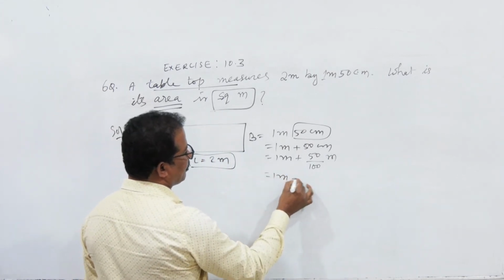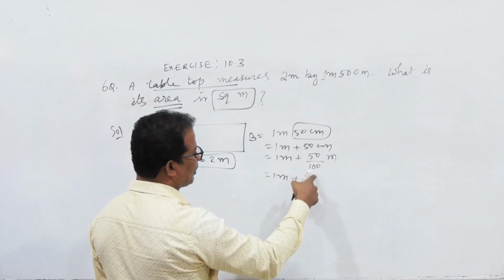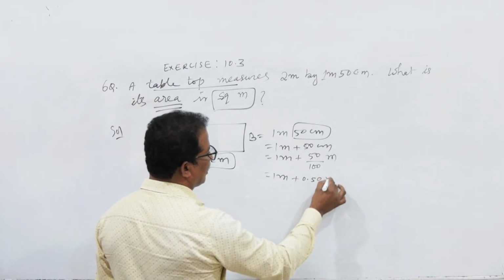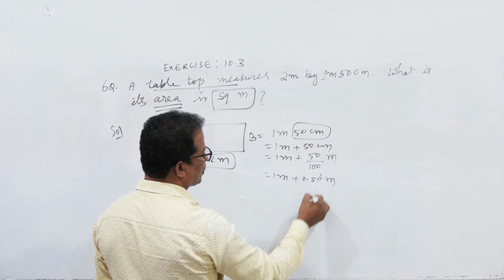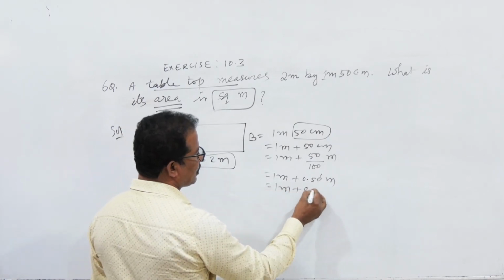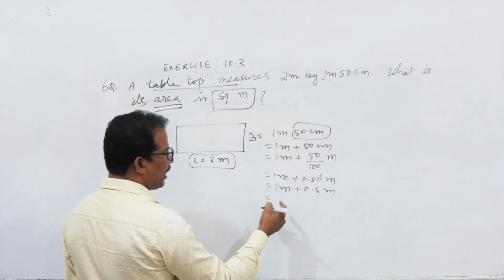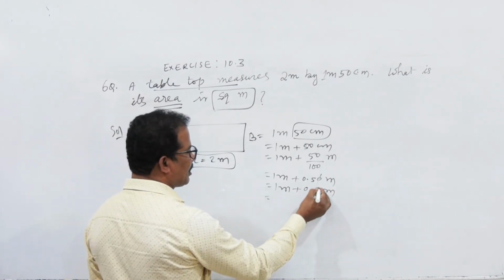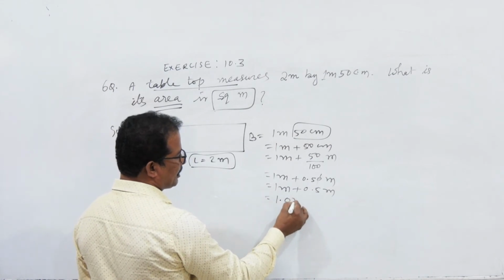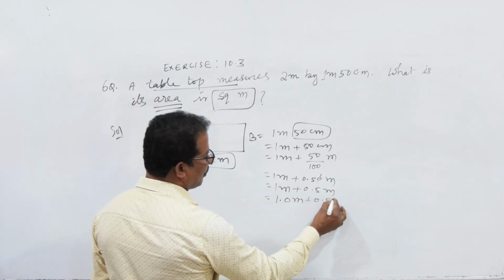Now it is 1 meter. If we divide this by this, we will get what? 0.50 meter. So after the decimal, 0 means we can omit this. So it will be equal to 1 meter plus 0.5 meter. To add this, we have to convert into like decimals. It is 0.5. So for this we can write 1.0 meter and 0.5 meter.